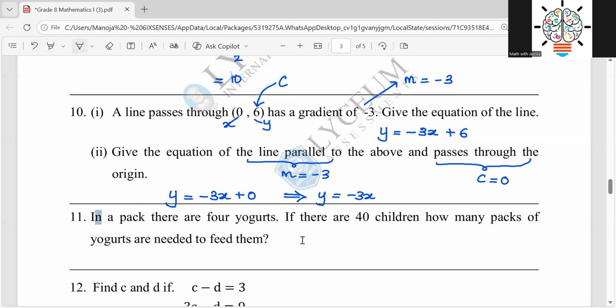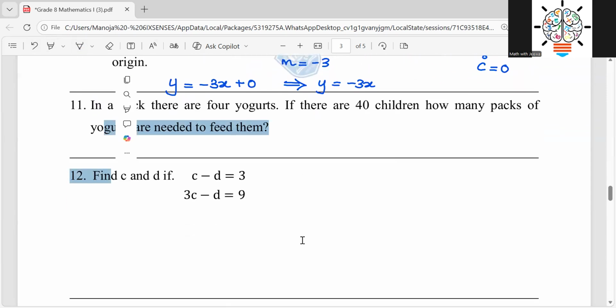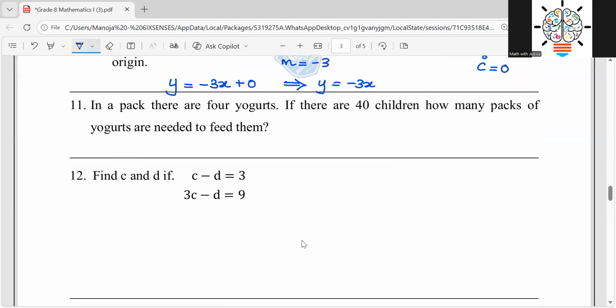In a pack, there are 4 yogurts. If there are 40 children, how many packs do you need? Now, first of all, you want to understand, there are 40 children, right? And there are 4 yogurts in a pack, so you want to buy 10 packs. Very simple. You just redo the things. If you have 4 yogurts in a pack and if you buy 10 packs, you get 40 yogurts. So then you can serve 40 children without any issue. You can feed them, right?